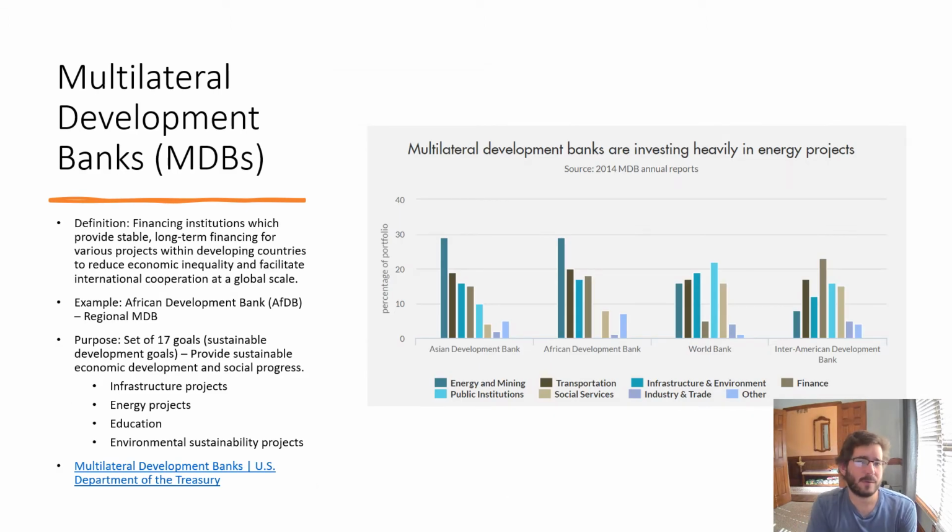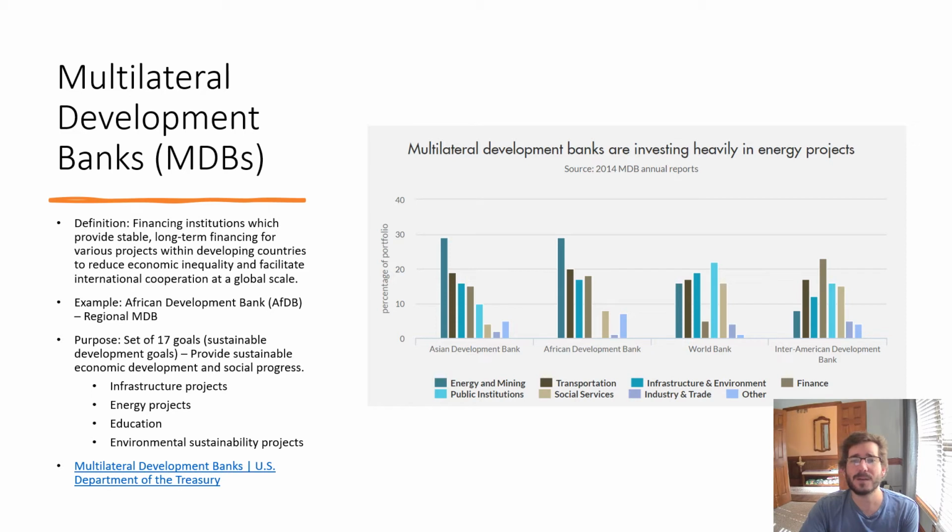Now on to multilateral development banks. Multilateral development banks, or MDBs, come in two primary forms: Bretton Woods institutions, used for facilitating international cooperation within the global financial system, and regional MDBs, such as the African Development Bank, which are used to develop specific countries or low-income nations. They are financing institutions, which have the goal of providing stable and long-term financing for projects within countries in an attempt to curb economic inequality.